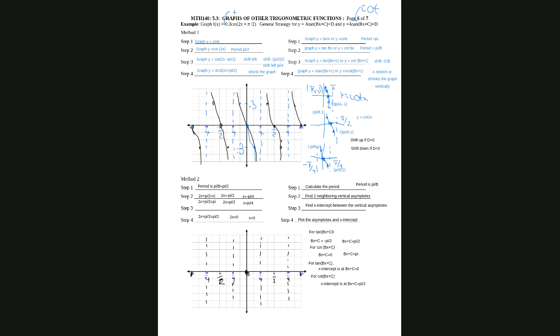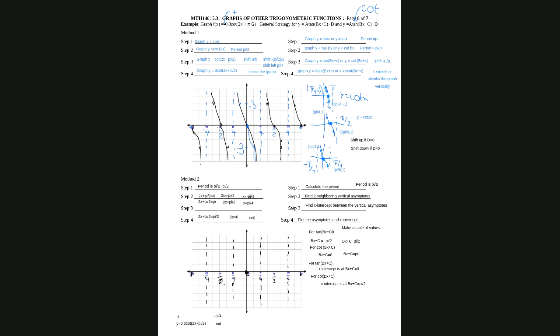And then we're going to make a table of values. And so we'll make the table of values down here towards the bottom. And so we're going to have x, and then we're going to have y, which is 0.3 times the cotangent of 2x plus pi over 2. And my first value that I'll plug in is negative pi over 4. And I know that I have an asymptote there, so that's undefined.